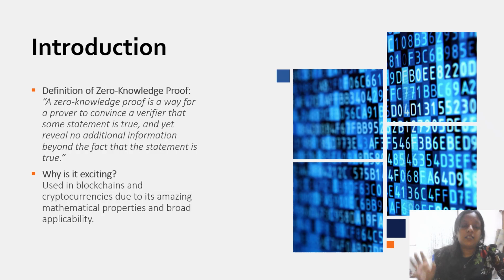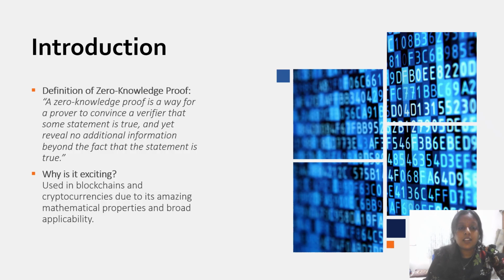Before starting with the levels, let's start with the introduction of the zero knowledge proof. So here is a basic definition. A zero-knowledge proof is a way for a prover to convince a verifier that some statement is true, and yet reveal no additional information beyond the fact that the statement is true. So, this is what makes zero-knowledge proofs so powerful. They prove a fact without even giving away the secrets.